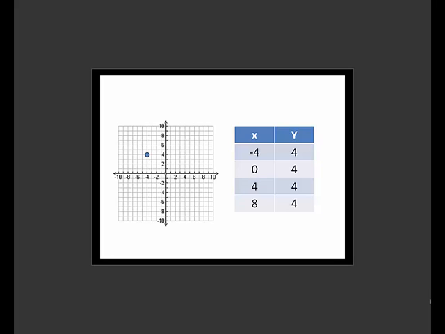Now I have x coordinate is 0, so I don't go left or right, but then the y is telling us to go up 4 again. The same is for 4 and 8, 4. I can go ahead and connect these dots, and I have a straight horizontal line. I remember that it's a horizontal line because I can picture this is the horizon, the western horizon, and I can picture a sun setting underneath this.